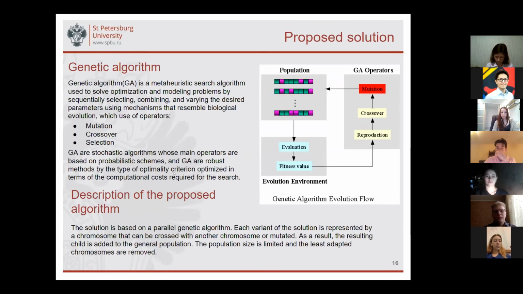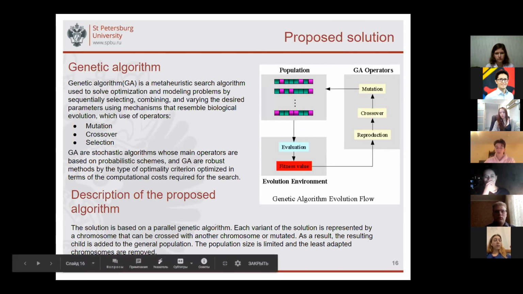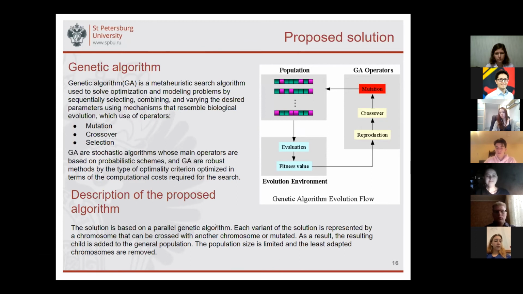So we have a population, then we have operators: mutation, crossover, and selection. After that, we check the fitness value, and we can remove the least adapted chromosomes. This algorithm is named a parallel genetic algorithm.